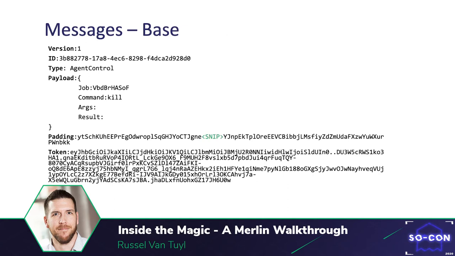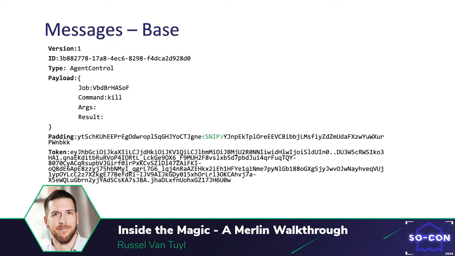So here's an example of a message that goes between a Merlin client and server. Every message starts with a message base like this one. The base has some key fields such as the version number, the ID that represents the agent it belongs to, and the type is the embedded or nested message that goes inside of it. In this example, you can see that the embedded message is an agent control with a job ID that is sending the kill command to an agent to exit.